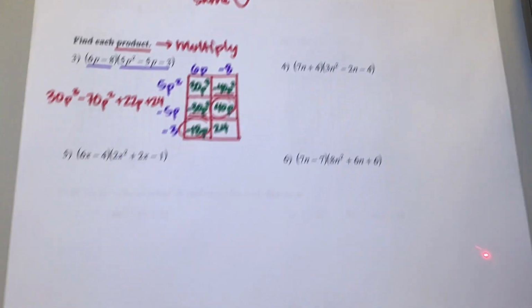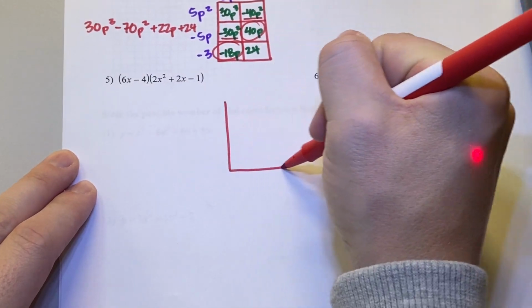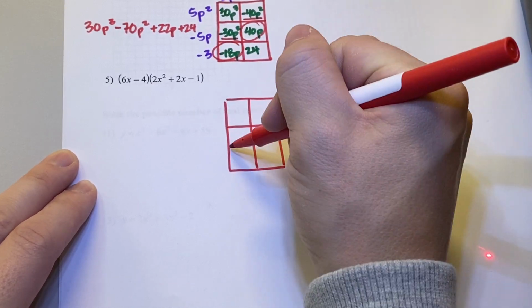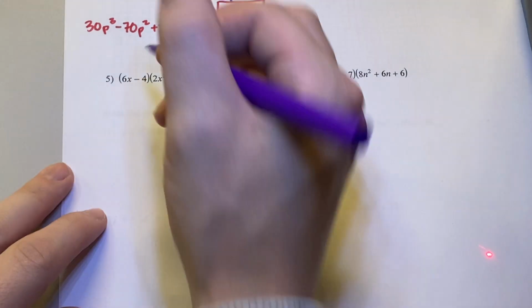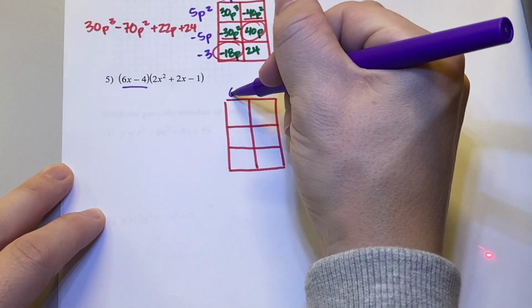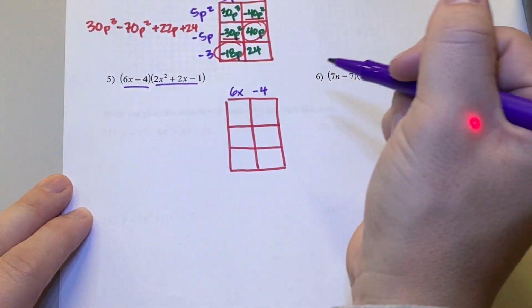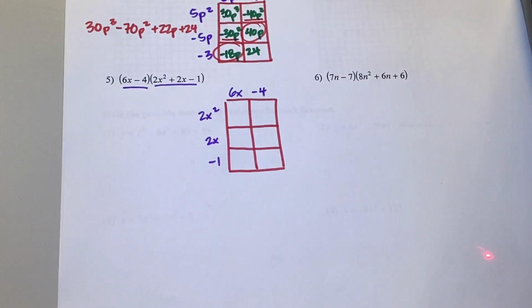Looking at number 5. Okay, so again, we are multiplying. So give yourself your rectangular box. Split it down the half, and then make sure you have 6 boxes in there. Okay, let's put our first binomial on top, 6x minus 4. Then my trinomial down the side, 2x squared plus 2x minus 1.